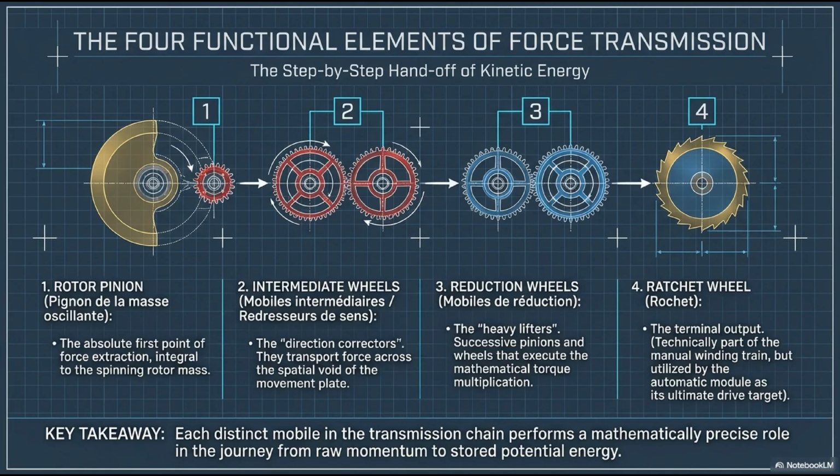Component 3 encompasses the reduction wheels, the mobiles de reduction. These are the heavy lifters of the movement. This is a sequence of successive pinions and wheels that execute the mathematical torque multiplication. They trade speed for brute force. Finally, component 4 is the ratchet wheel, the ratchet. This is the terminal output. While it is technically part of the manual winding train, it is utilized by the automatic module as its ultimate, final drive target to tension the spring. Every distinct mobile performs a mathematically precise role in this journey.